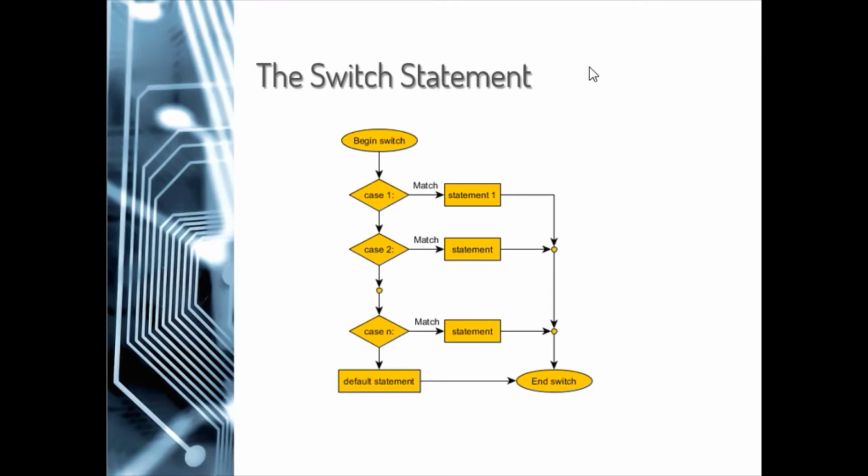So this is its flowchart, no? Okay, so as you can see, we start here at the switch. Then case 1: if this case is correct, or if the value matches our case, it goes into statement 1. If not, it goes to case 2. If case 2 is matched, it goes inside the statement of case 2, and so on until case n. If the value you are looking for is not in any of the cases, we go to the default statement. And then we are done with the switch.